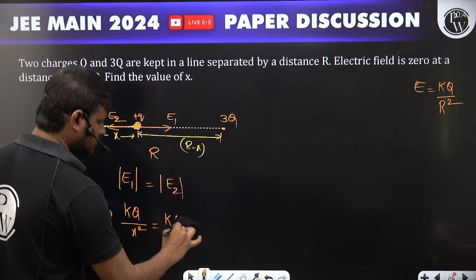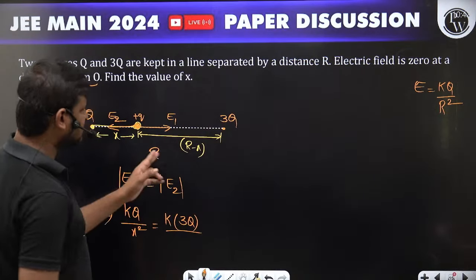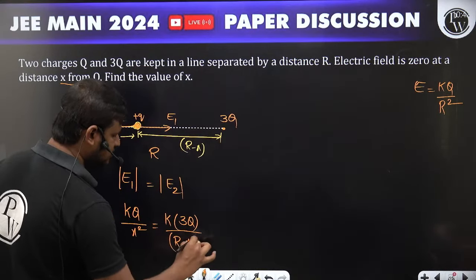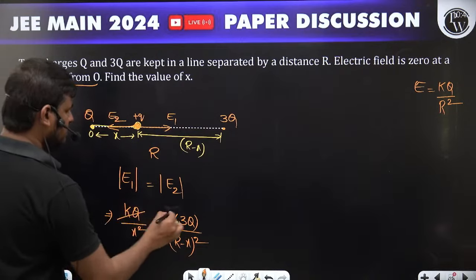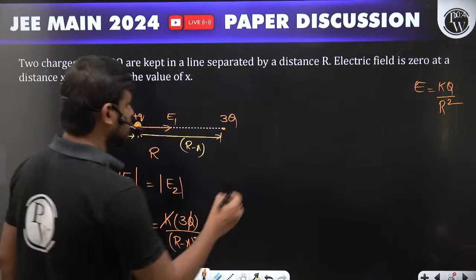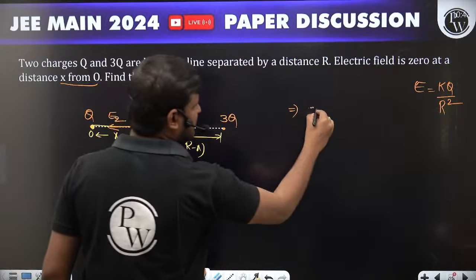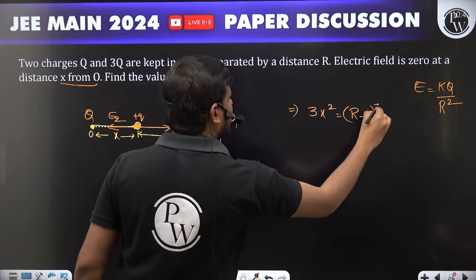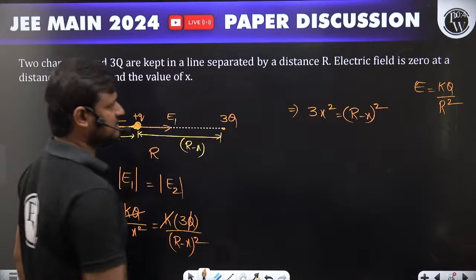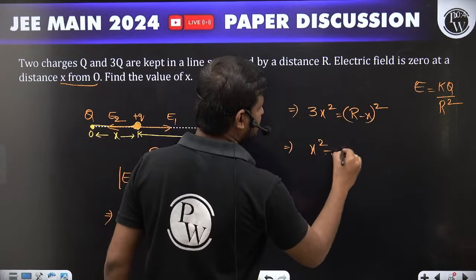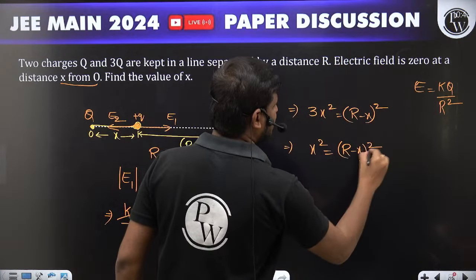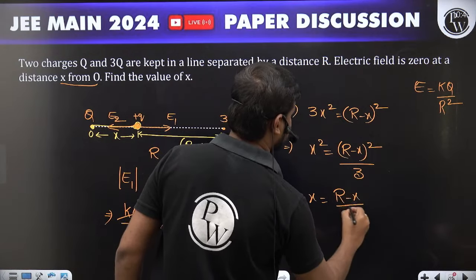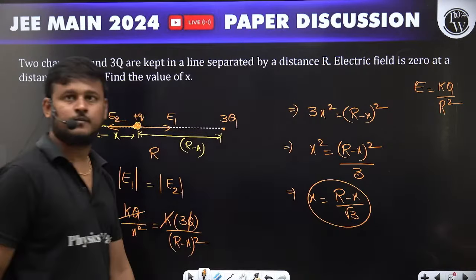K into 3Q by, what's the distance from here to here? R minus X. So I can write R minus X whole square. Right? So KQ, KQ cancel. Then if you cross multiply, we'll get 3X square is equal to R minus X whole square. From here we need the value of X. So X square is equal to R minus X whole square by 3, or else I can write it as X is equal to R minus X by root 3. So this is the final value.